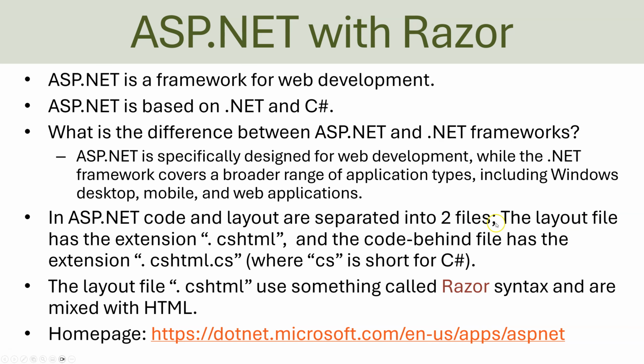You have the layout file that has the extension .cshtml, and then you have the code behind file that has the extension .cshtml.cs, where CS is short for C#. So this means that this file contains pure C# code, while this layout file is a combination of HTML, CSS, JavaScript, and this Razor code.